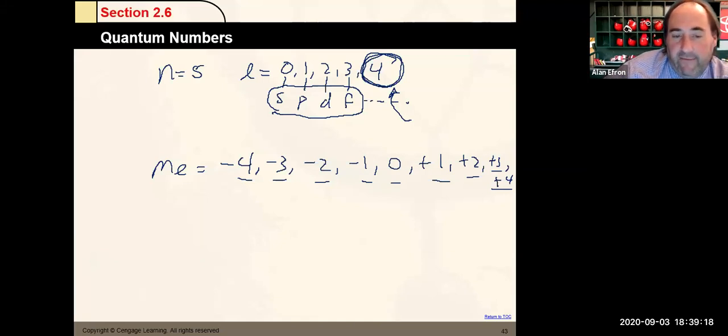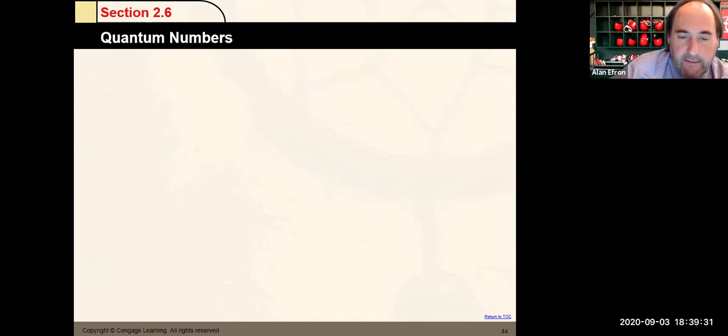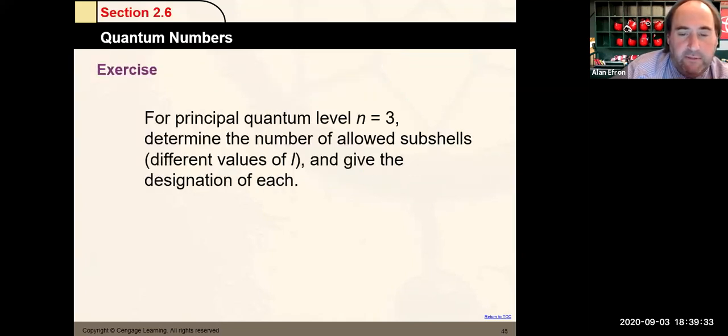And again, you can't have n values that go up to 7. So again, you can get some of these different L ones. Any questions on quantum numbers so far, how to figure them out, or anything like that? You're professionals. I like it. That's good. All right.